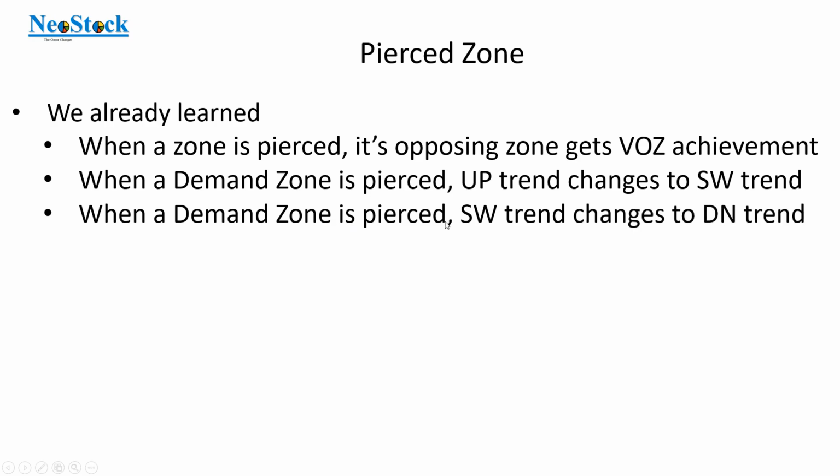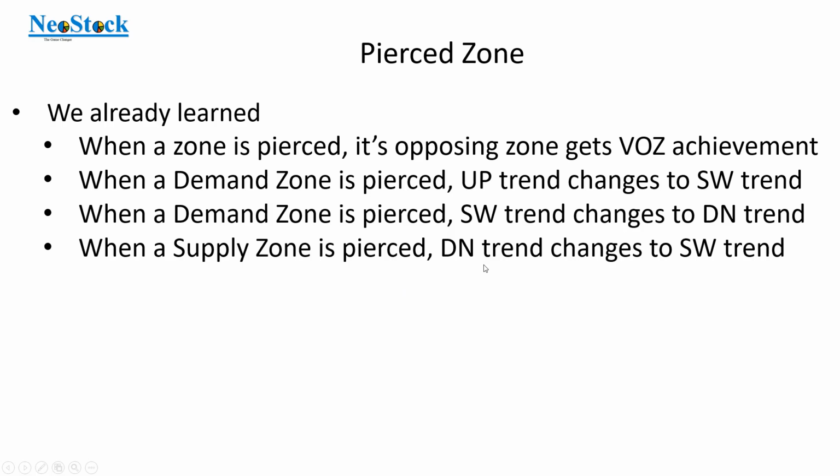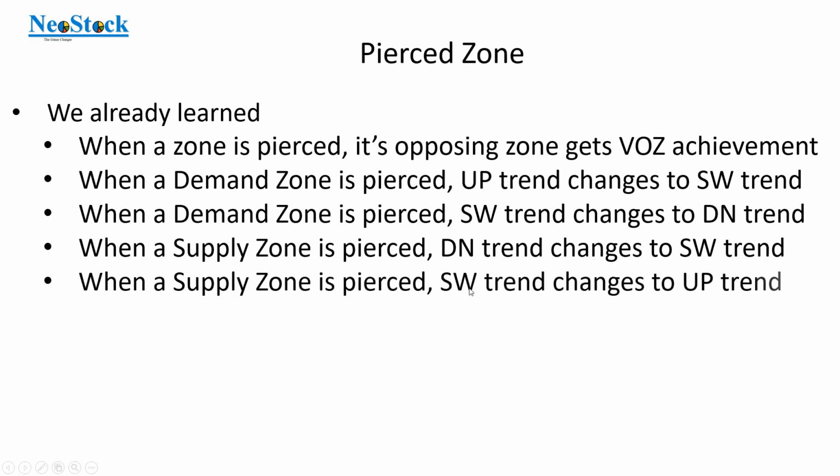Similarly, when a demand zone is pierced, sideways trend changes to downtrend. Suppose the trend is sideways, it will be changed to down. Same is the case with supply zones, but with different rules. When a supply zone is pierced, downtrend changes to sideways. What about uptrend? In case uptrend is there, it will continue as uptrend. It won't change. But a downtrend will be changed to sideways. Suppose it is sideways, then sideways changes to uptrend. If uptrend, it will continue as uptrend.